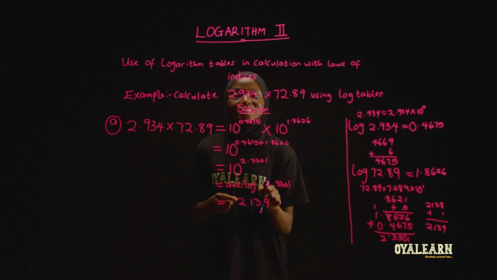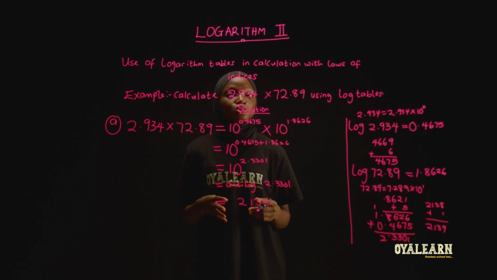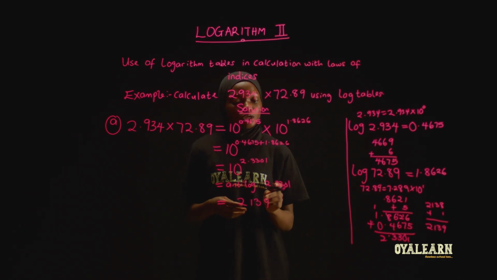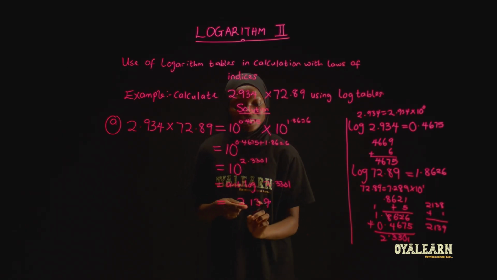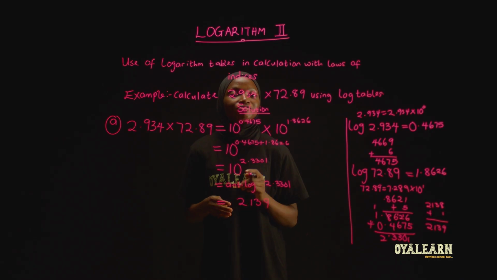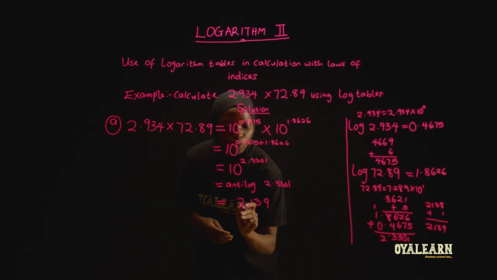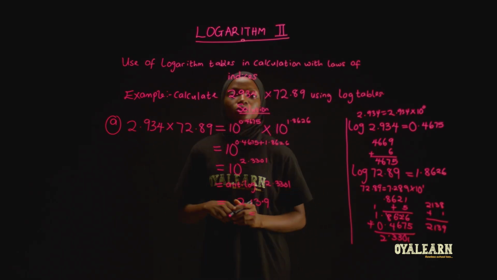But this integer part, the 2, determines where the decimal place is going to be. So since we have 2 here, that means the decimal place will come after the first 3 digits. So 1, 2, 3, decimal point is going to be, and that gives us our final answer for this multiplication. Thank you.